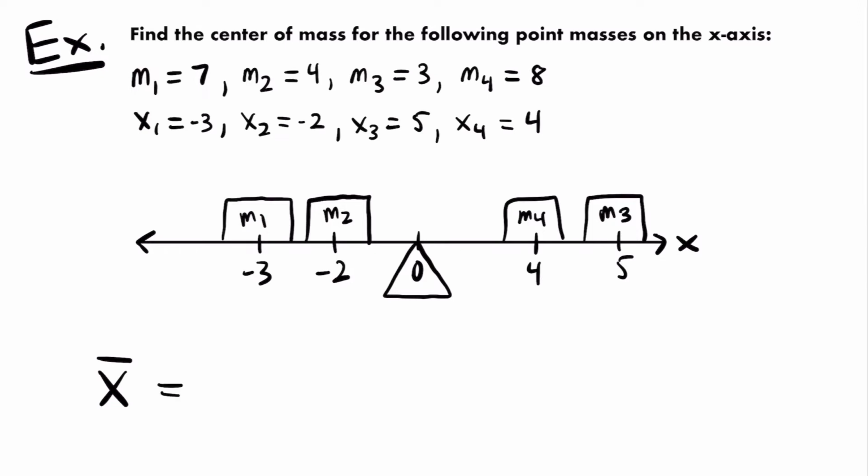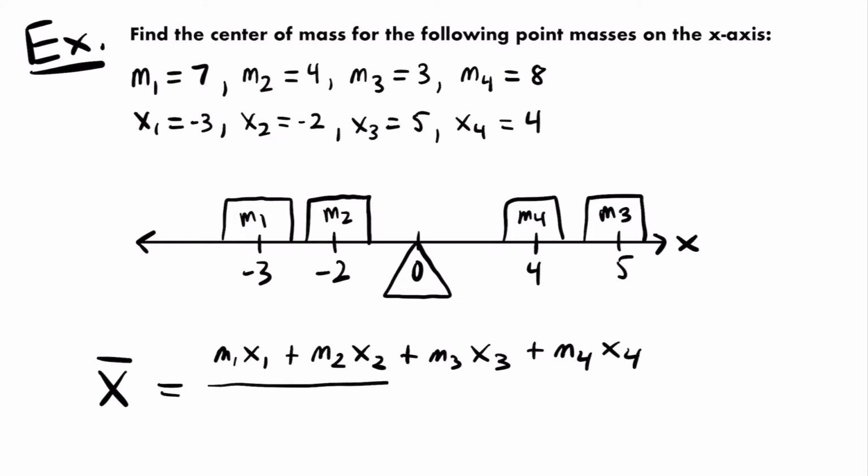x bar is equal to the sum of the moments. So we'll have m sub 1 times x sub 1 plus m sub 2 times x sub 2 plus m sub 3 times x sub 3 plus m sub 4 times x sub 4, divided by the sum of the masses, so m sub 1 plus m sub 2 plus m sub 3 plus m sub 4. Remember that a moment for a mass is equal to the value of that mass times the distance from the axis of rotation.